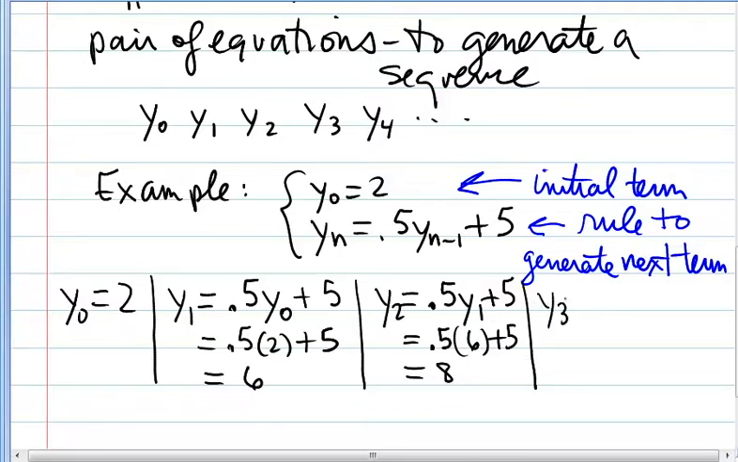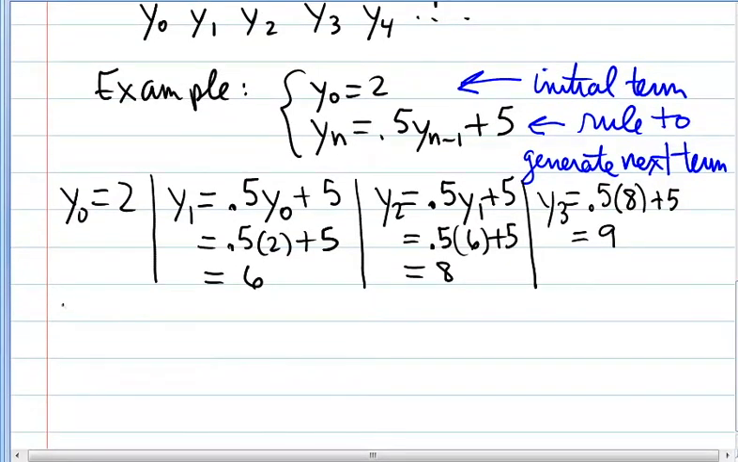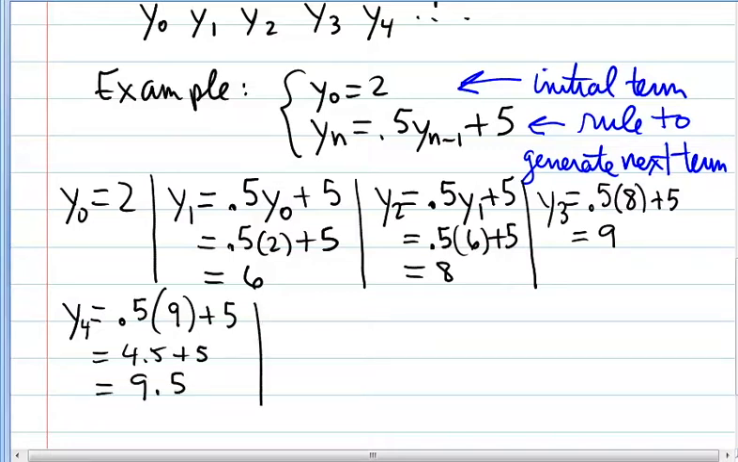So each time the term comes from the one before it, multiplying by a half, there's the term before it, y2, and then add 5. So that's 4 and 5, which is 9. And I'll do another few terms just to keep this rolling. 0.5 times now the term that comes before it is y3. Found that to be 9. So that's 4.5 plus 5. And that's 9.5. And y5 is going to take y4, multiply by a half, and then add 5. So I end up here with 9.75.